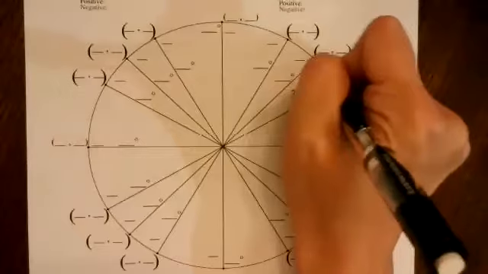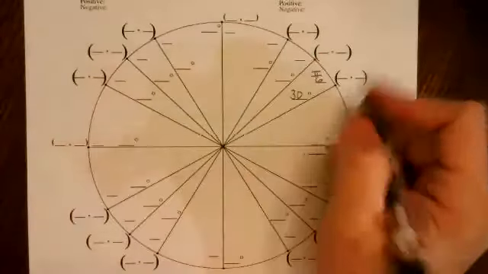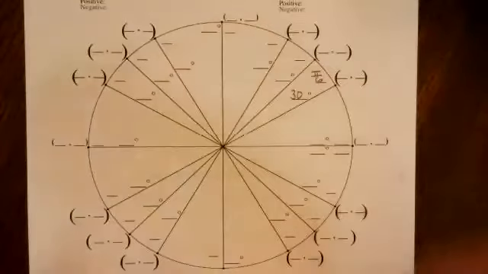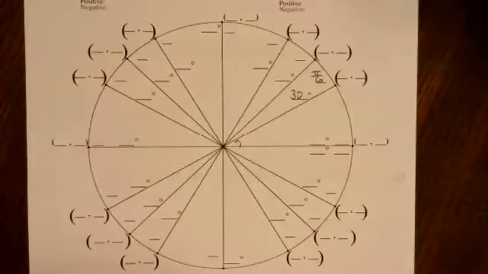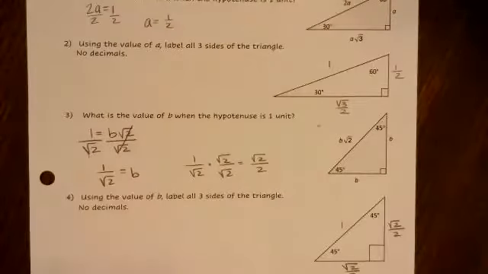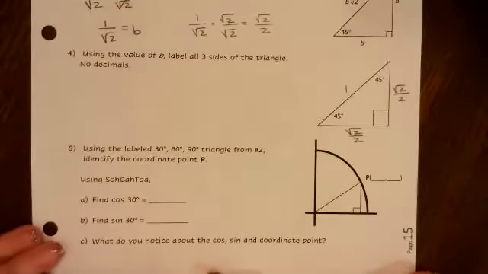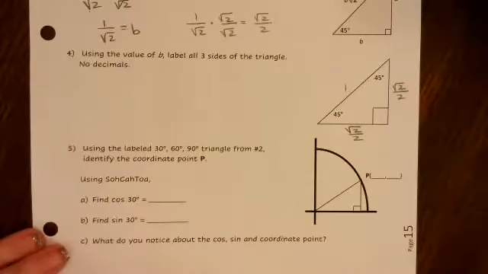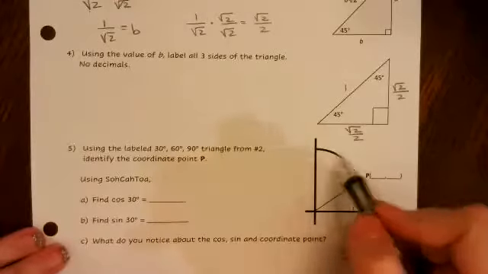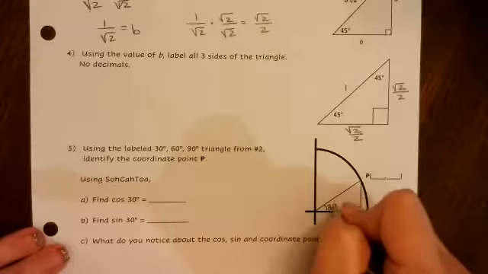And last class we said 30 degrees in radians was pi over 6. So we are looking at our first one, and this would be the triangle that we just looked at with a 30 degree angle here. We have cut that first one into this small section here so that we can look at it closer. It says using the labeled 30, 60, 90 triangle from number 2, identify the coordinates of point P. So we have taken that first quadrant of that unit circle here, and we are looking at the one that is 30 degrees right now.